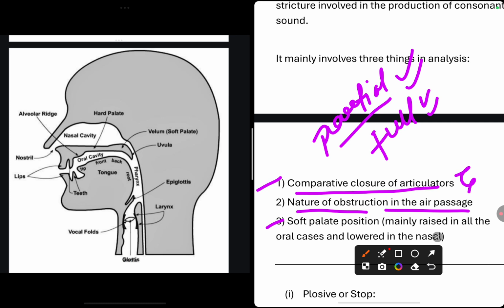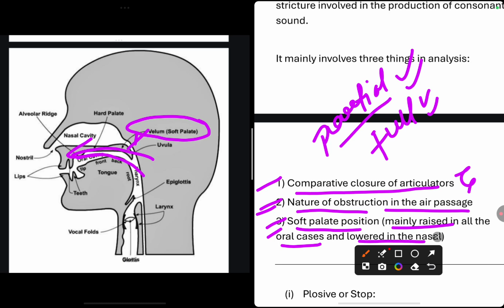Now friends, the third point is the soft palate position. Soft palate position means it is mainly raised in all the cases and lowered only in the nasal sounds. Now where is your soft palate? This is your soft palate. You can see here this soft palate is raised all the time. When it is raised, all the air stream will come through the mouth, and when the air passes through the mouth, the sounds will be oral sounds.